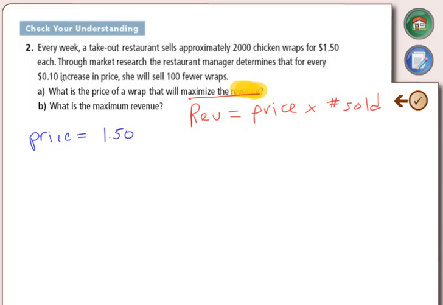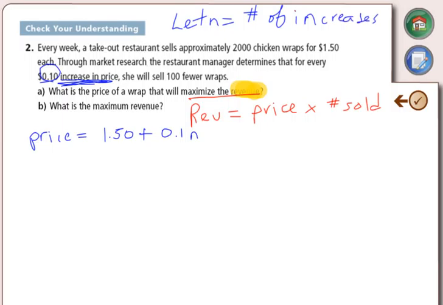But that changes because you're increasing the price by 10 cents. You could increase it once, 10 cents, or you could increase it twice, 20 cents, or 3 times, 30 cents. So we're going to be increasing plus the price by 0.1 times the number of increases. Oh, I just introduced a variable. So let's put, let n equal the number of increases. You got to define your variable.